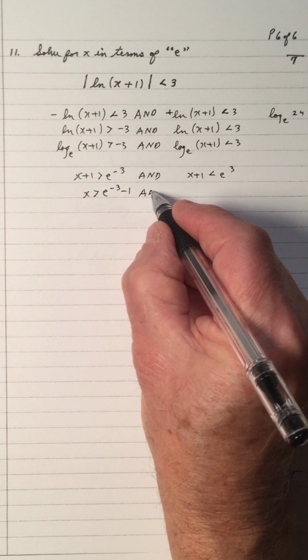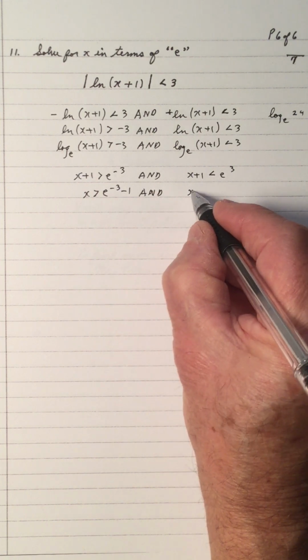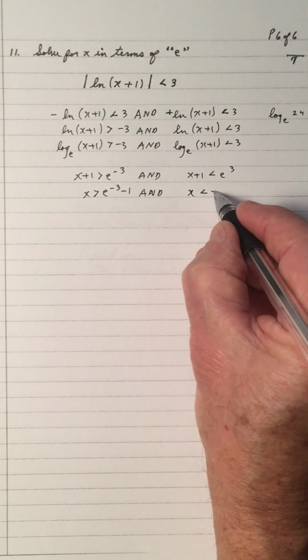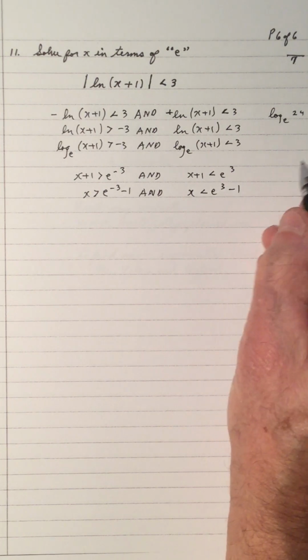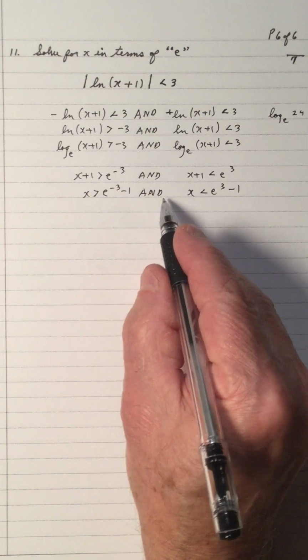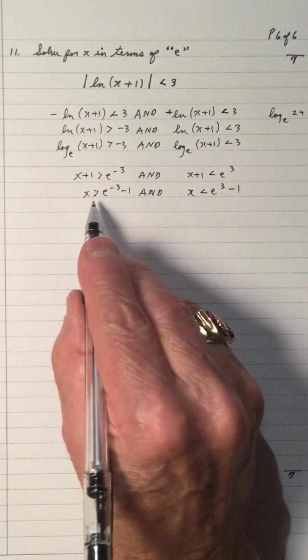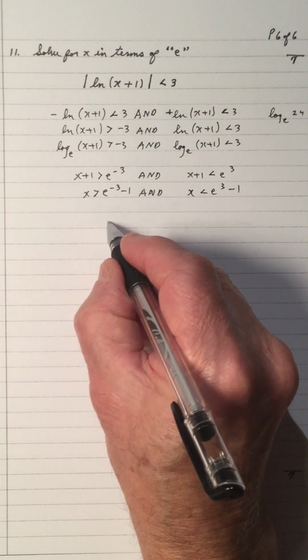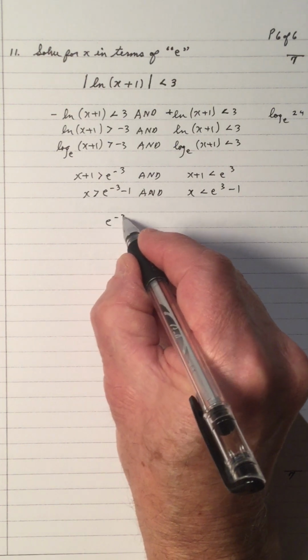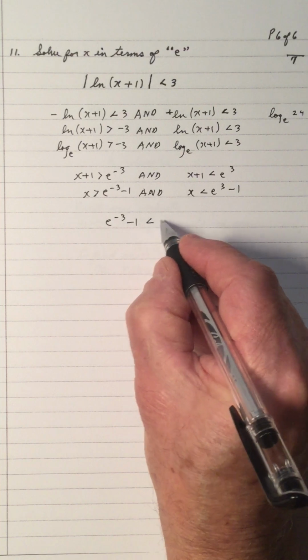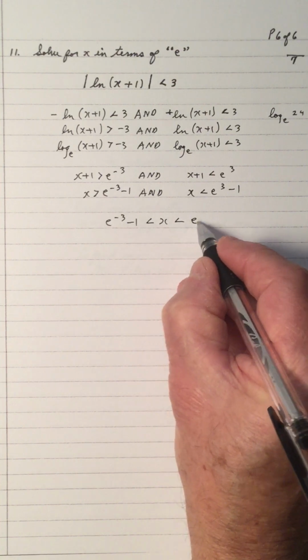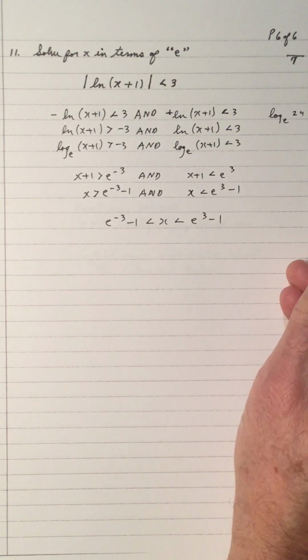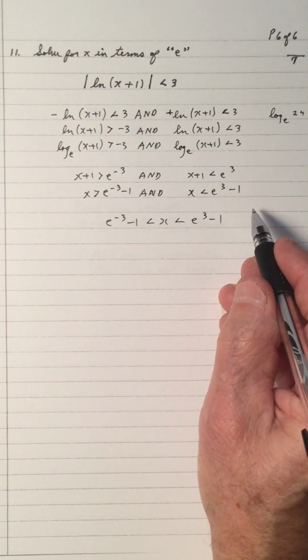And again, it's an "and." I keep putting the "and" down. And x is less than e cubed minus 1. Because it's an "and," that means the x is between these two numbers. So that means that e to the -3 minus 1 is less than x, less than e cubed minus 1. That's the answer in terms of e.